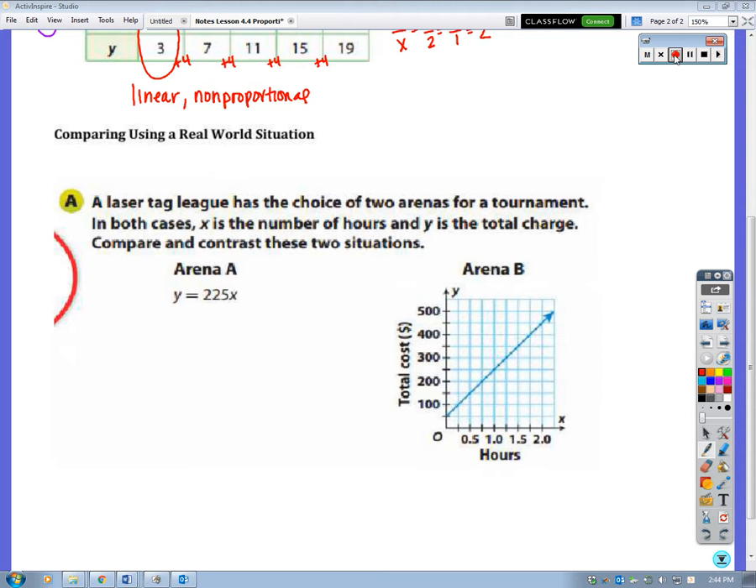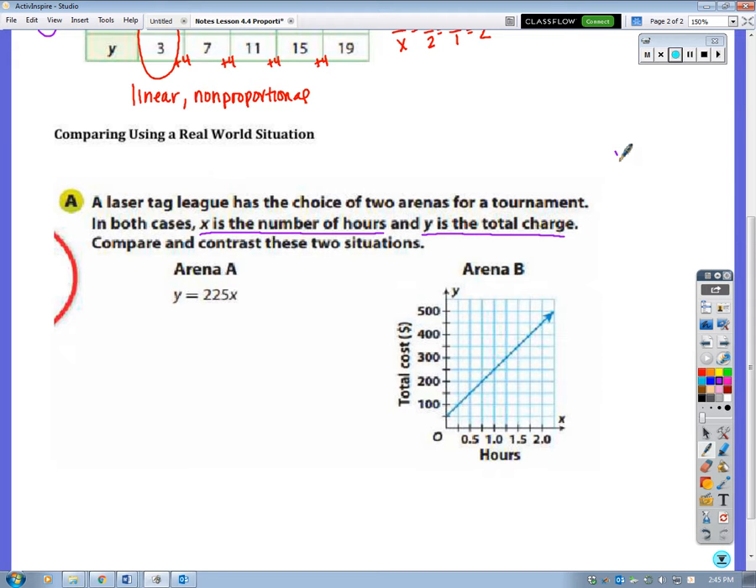So we are looking at comparing non-proportional and proportional relationships in real-world situations. So we've got a scenario here that's comparing 2 laser tag arenas. Let's go ahead and read that. A laser tag league has the choice of 2 arenas for a tournament. In both cases, X is the number of hours. That's one of our variables here. X is the number of hours, and Y is the total charge. Okay? Compare and contrast these 2 situations.